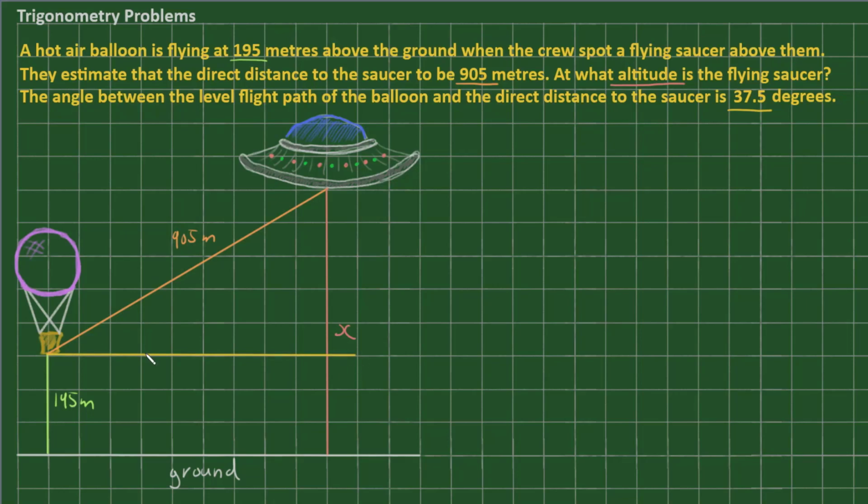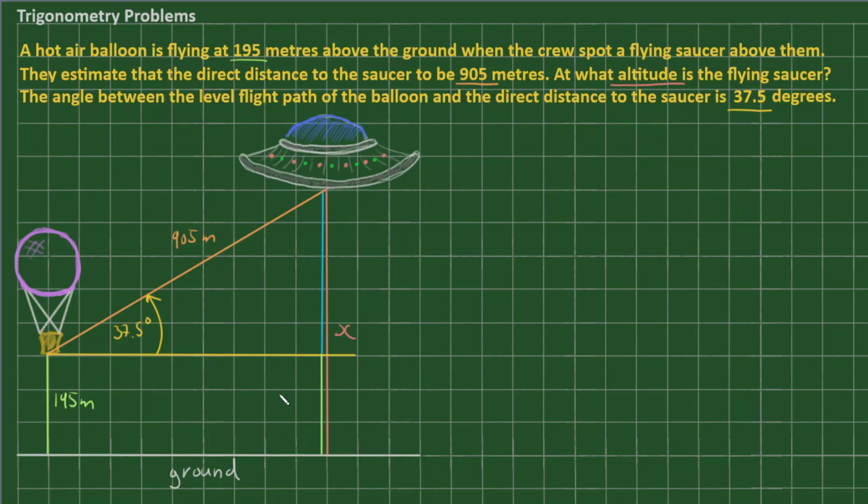The angle between the level flight path, the yellow line, and the direct distance to the UFO, the orange line, is 37.5 degrees. Alright, and now I have a right angle triangle, the one that is formed by the orange, yellow and red lines. I need to calculate the value for x. However, x is made up of two sections. It is made up of the green section, if you like, that is the altitude of the balloon, so this section here, and it is also made up of this blue section here, the distance between the horizontal flight path of the balloon and the UFO.